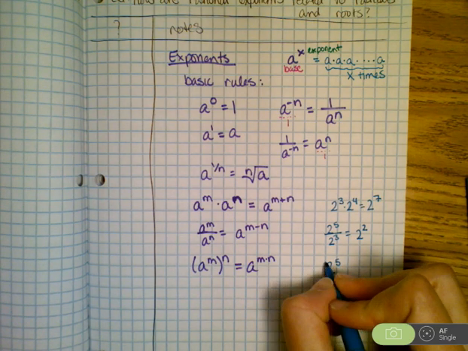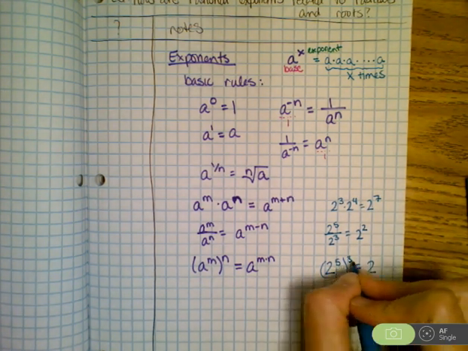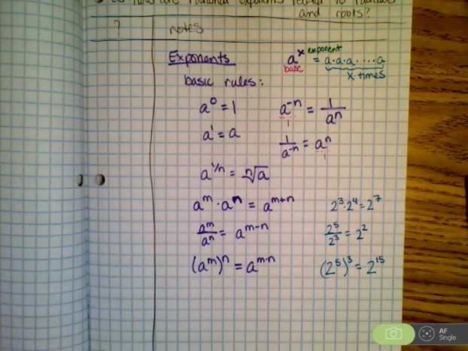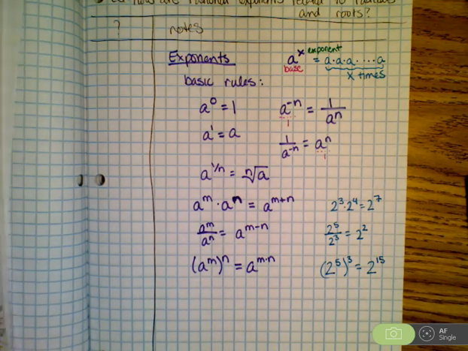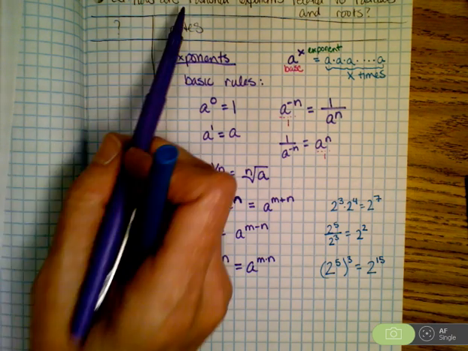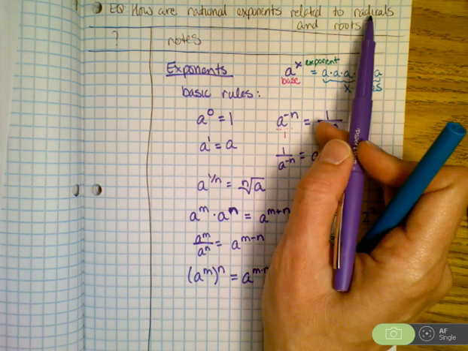So if you had 2 to the 5th to the power of 3, you would do 2 to the 5 times 3, or 2 to the 15th. Now, they look simple at first, but when we start putting them all together, they get a little bit more complicated. So that's why we're going to spend some time working with these today. And today we'll also have some fractions in them at some point. Whoops, some fractions. And we'll be working with radicals and roots.